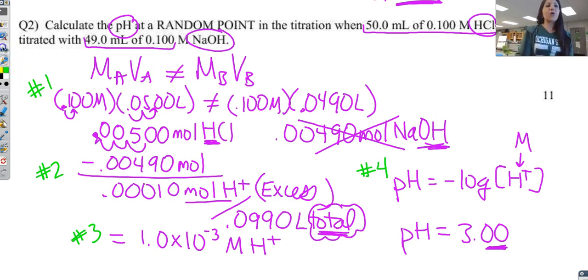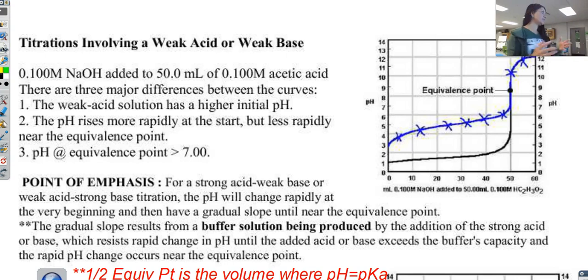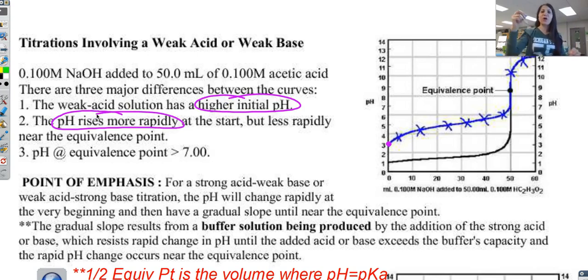Okay, so now let's take a look at a few different graphs here. And I want to compare the strong to the weak. So what happens if you're adding a weak acid? Okay, so it says there are 3 major differences between the curves. So one is the weaker acid has an initial higher pH. At the beginning, the pH rises more rapidly because if you have a strong base, then it's almost like a shock to it, right? So it's going to kind of shock it a little bit, but then it's less rapidly. So if we see here, notice that this strong acid line is more of a plateau, whereas on the weak, you get a little bit more of a curve in the beginning, okay?